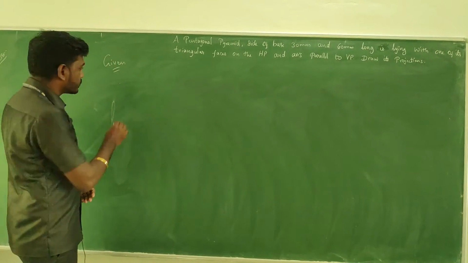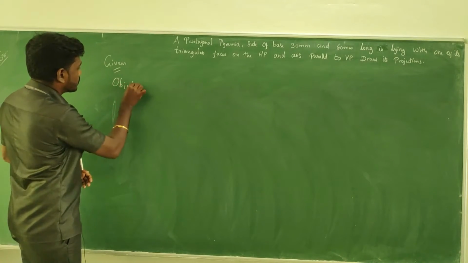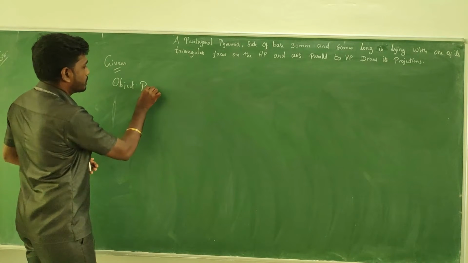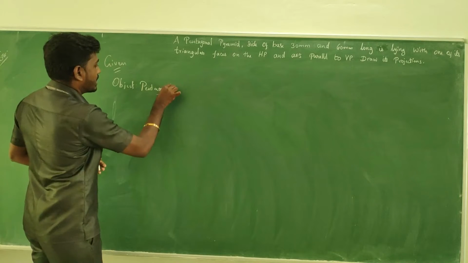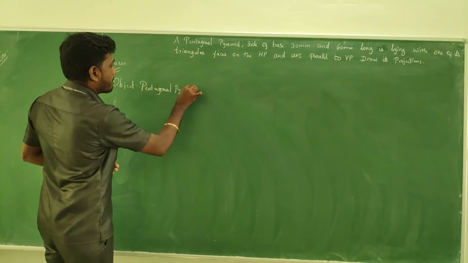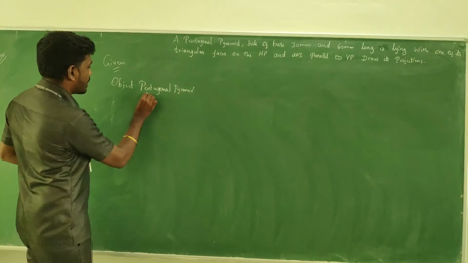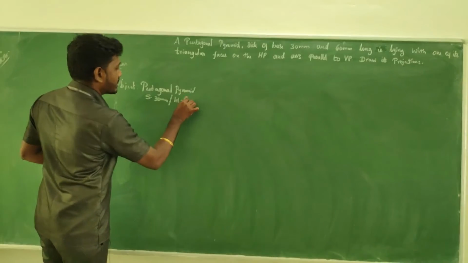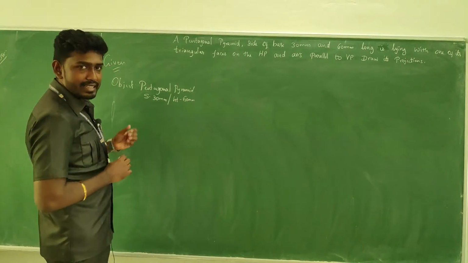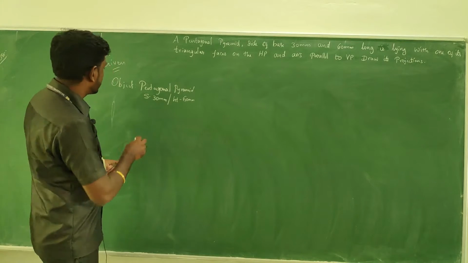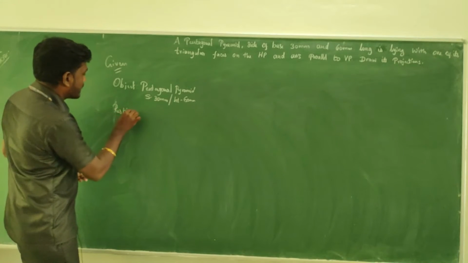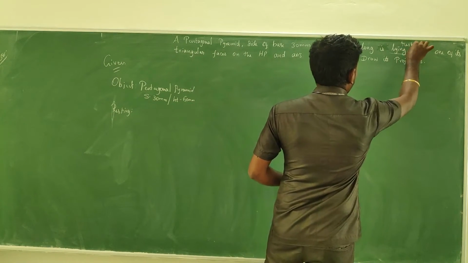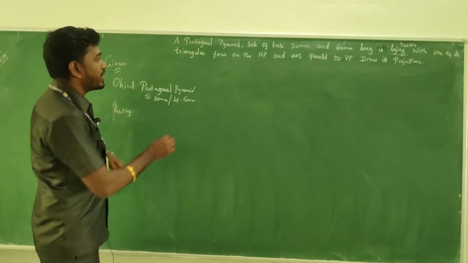What are the things given? What about the object? Here the object is a pentagonal pyramid. And what about the dimensions? The side is given as 30 mm and its height is given as 60 mm. And then what about the resting? It is given lying, which stands for resting. Resting with one of its triangular faces.